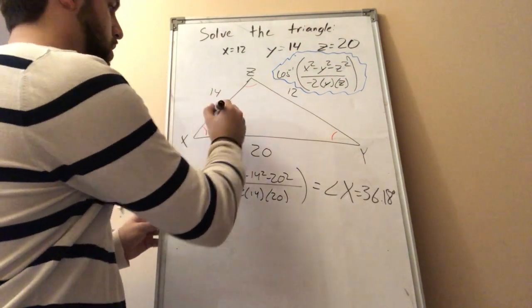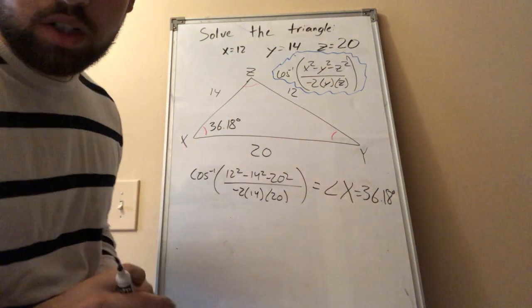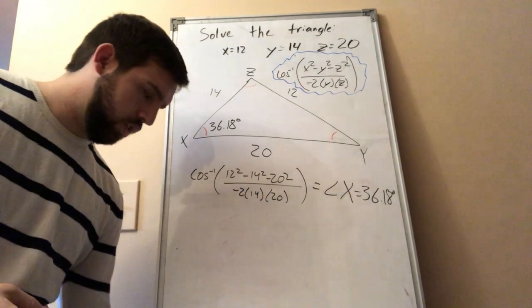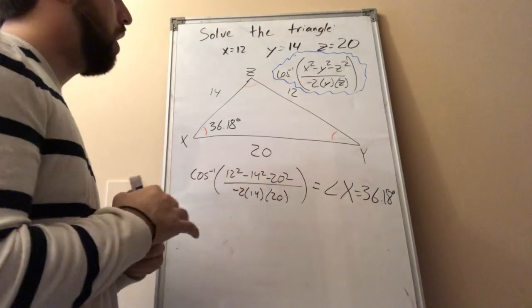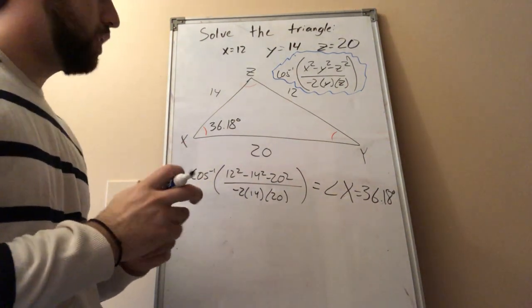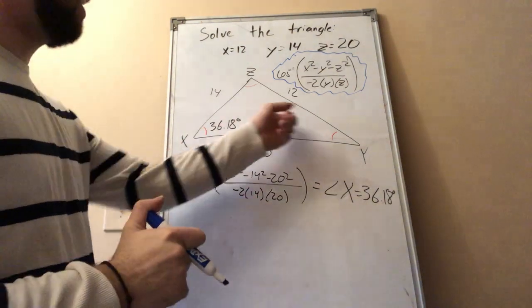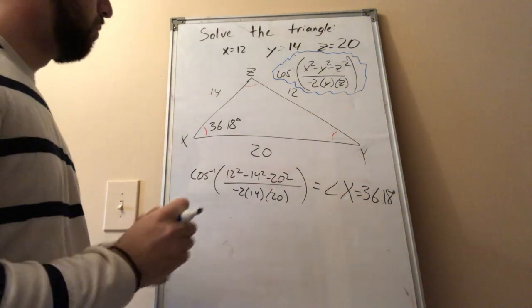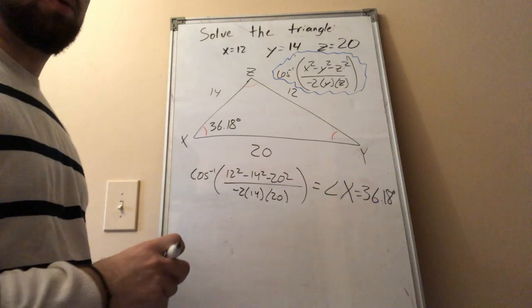So now I fill out my triangle. 36.18 degrees. So now I have one angle, I have all my sides. And now I like to use all the given information to find all the information. So in order to find my other angle, I'm actually going to use the law of cosines again. So now let's go ahead and use it to try and find my angle y.